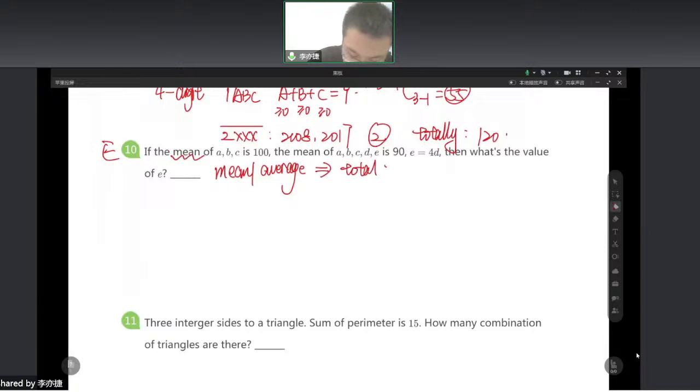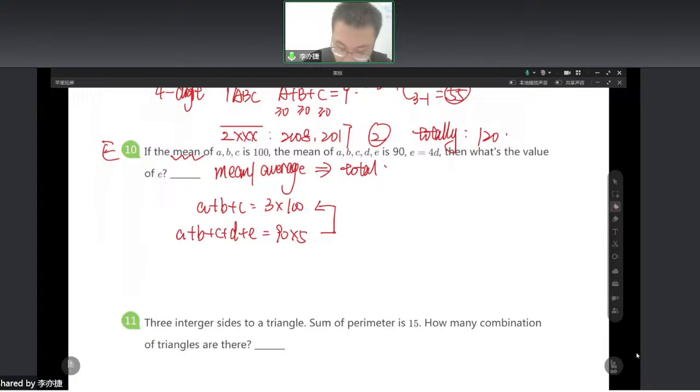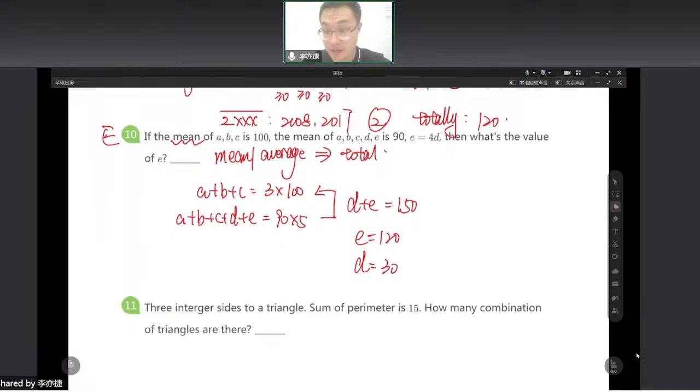So then we have A plus B plus C actually is 300. And A, B, C, D, E should be 90 times 5, which is 450. So we find the difference, we have D plus E equal to 150. And because E equal to 4D, then E equal to 120, D equal to 30. Yeah, quite easy, quite easy.